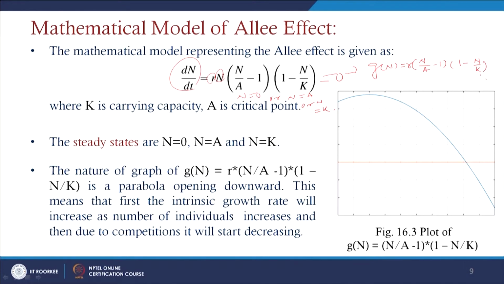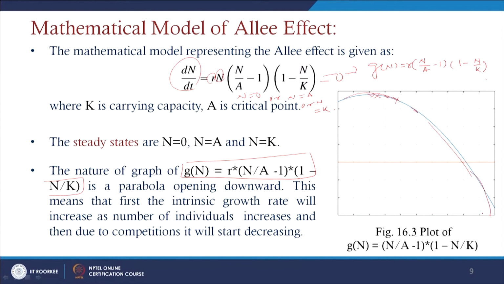So, if you just plot this graph of G(n), that is in the form of r n (n/a - 1)(1 - n/k), this will represent a parabola opening downward. This means that the growth rate will first increase. This is the increasing phenomenon we are getting, that is, as the number of individuals increases, and then this rate will decline due to the competition that starts here. From here onwards there is a decline of this nature.